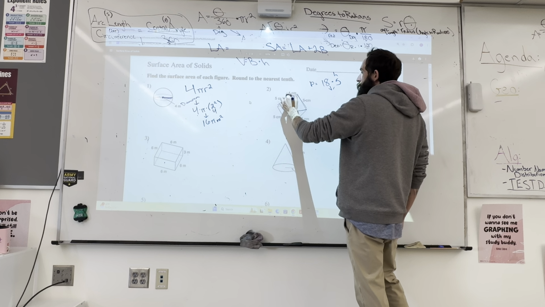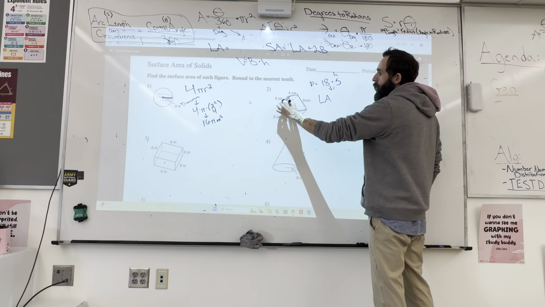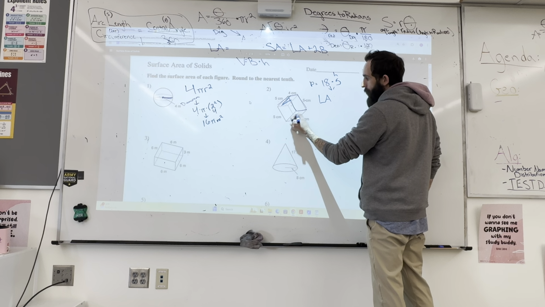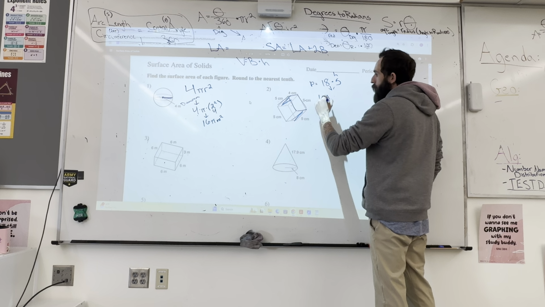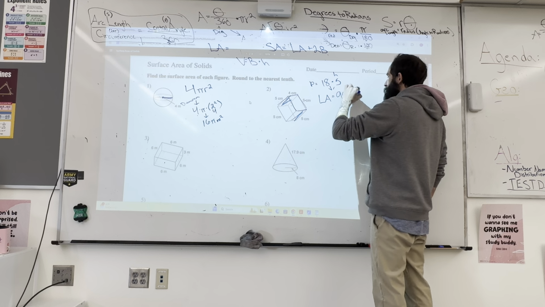My lateral surface area, just these 4 sides, the wall that's looking at us, this wall back here, and the back wall, all of those together are going to make 90 centimeters squared.